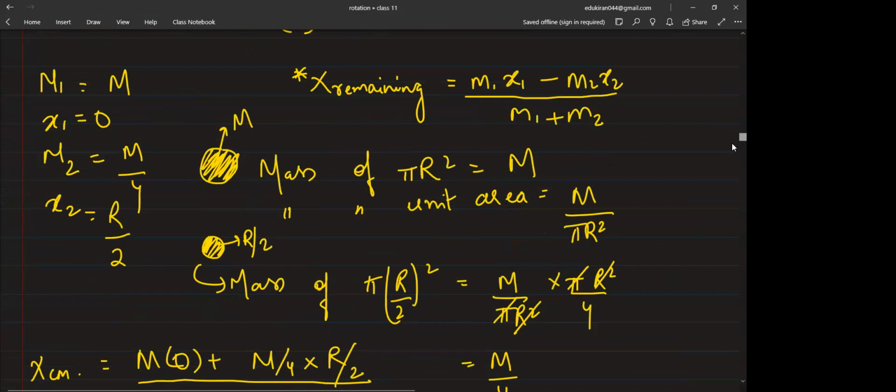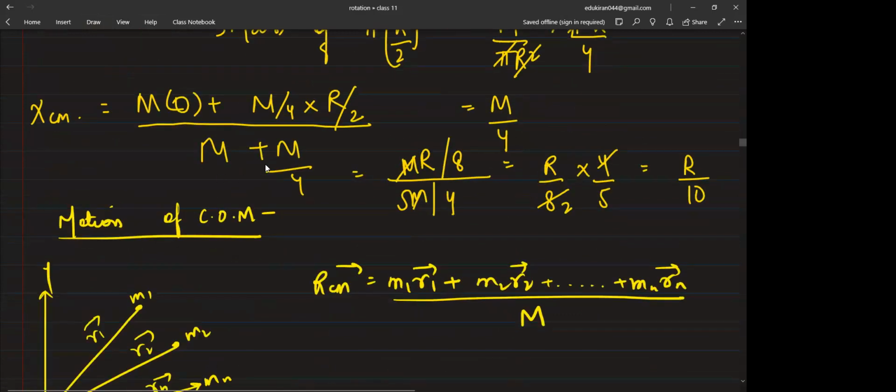Zainab, this is m plus m by 4. So when you take the LCM, it's 4m plus m, which is equal to 5m by 4. Mass will be cancelled. So 4 will go up, 5 will come down. Now it's clear. Here we have taken the LCM.